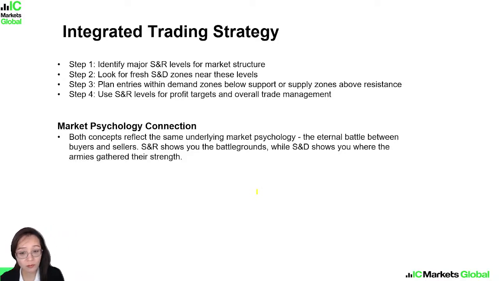If you want to trade with support, resistance, or demand and supply, what are we going to do? Step one, you need to identify the major support and resistance levels for market structure. You need to know whether price is on a bearish or bullish move. You can look at H1 and H4, that is okay, but try to look at the higher time frame, and then go down to the lower time frame to trade, following the higher time frame.